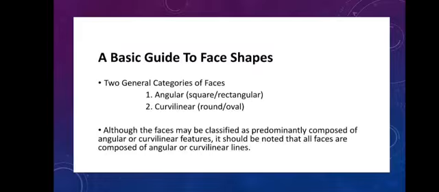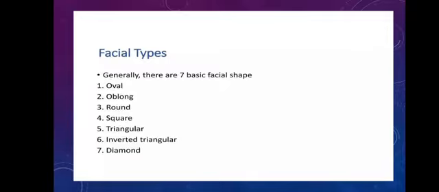There are two categories of faces: angular face, that is square or rectangular face, and curvilinear face, that is round or oval shape. There are 7 types of facial types: oval, oblong, round, square, triangular, inverted triangular, and diamond shaped.